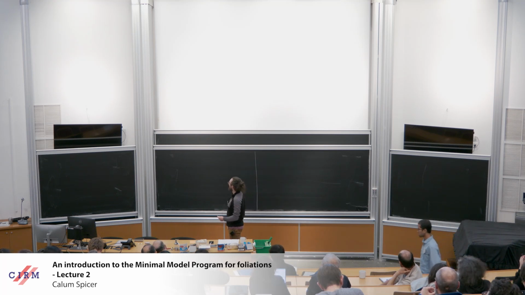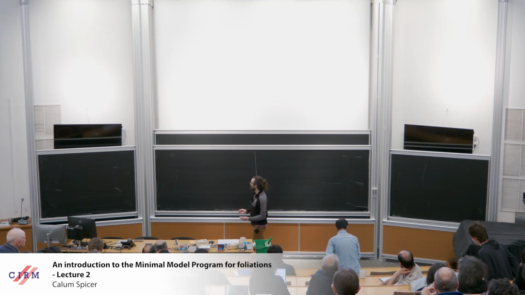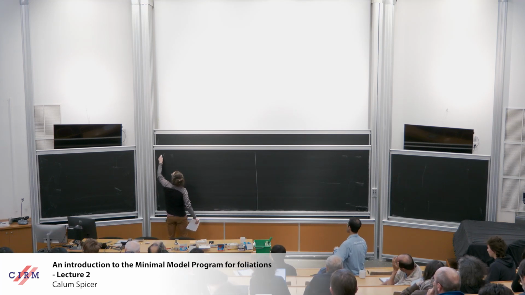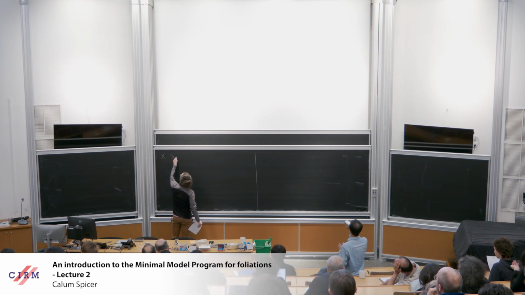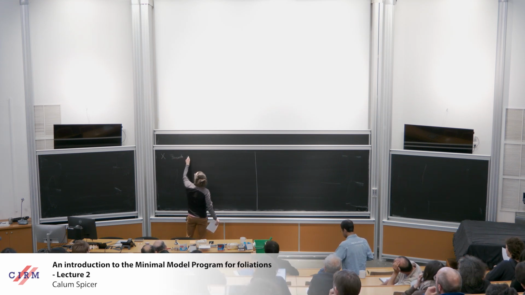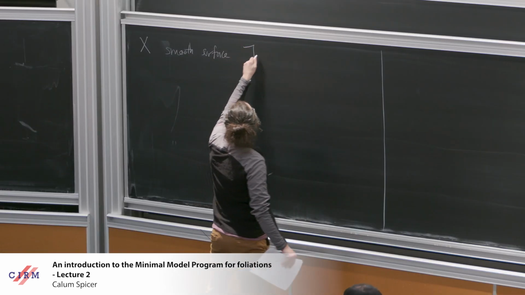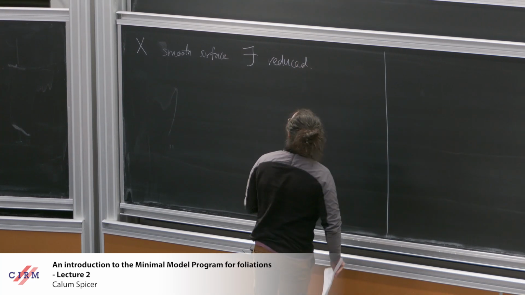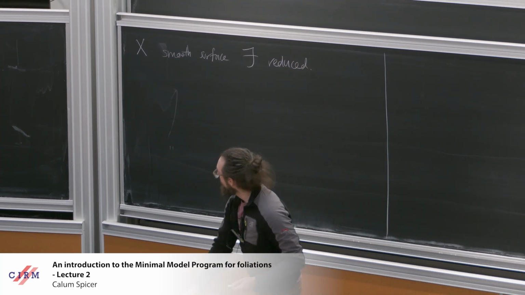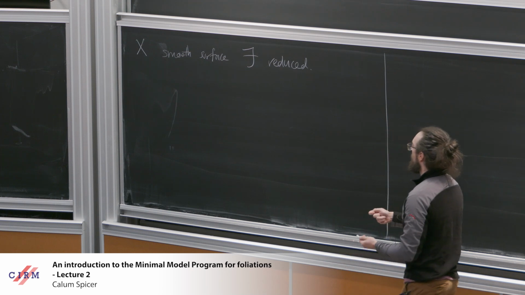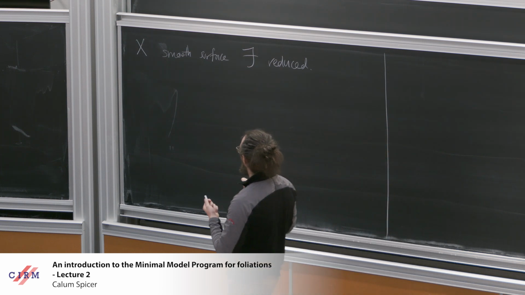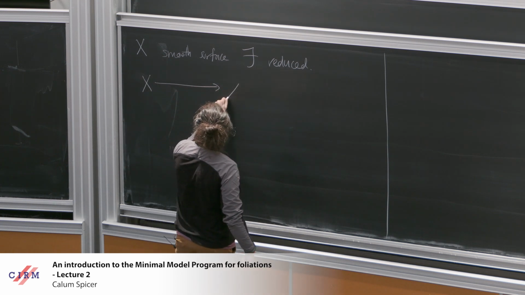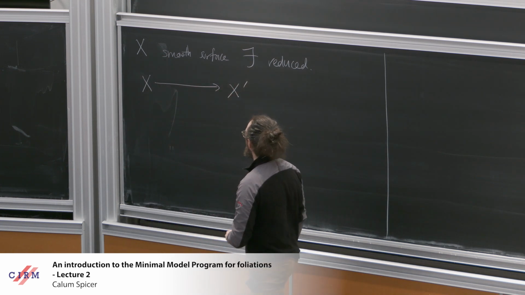Let me just start by recalling what I did yesterday. So just a quick recap. The idea was, given X a smooth surface and F a one-dimensional foliation with reduced singularities, we wanted to simplify the geometry of F by contracting curves. So what we would do is find a sequence of birational contractions.